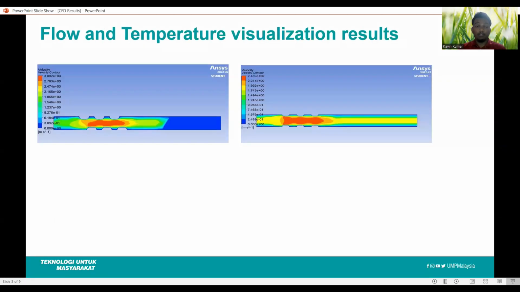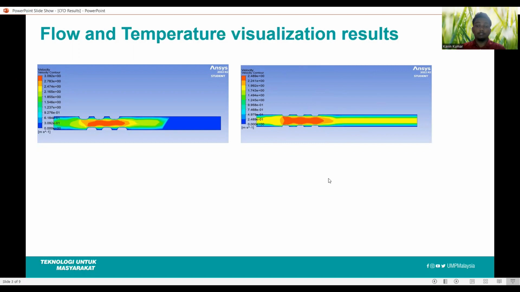Next, the first one is the flow and temperature visualization result between the inline tube arrangement and the staggered tube arrangement. The left side shows the staggered tube arrangement, where the heat flow is a bit less in the outlet area. As we can see in the velocity contour of the inline tube arrangement, the heat flow is very good from the inlet to the outlet.